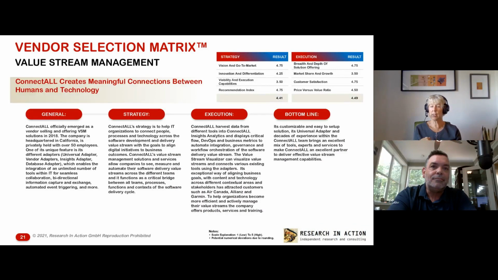And then last but not least, as I promised you, we did evaluate a variety of value stream management platforms. And of course, Connect All has achieved some great scores: 4.41 in strategy out of 5 and 4.49 in execution out of 5. You can see here a little summary on them.